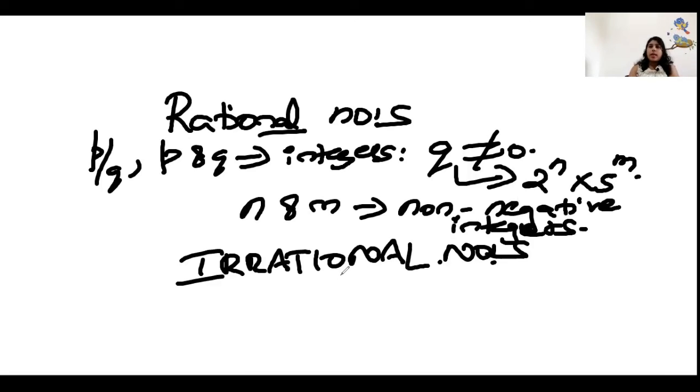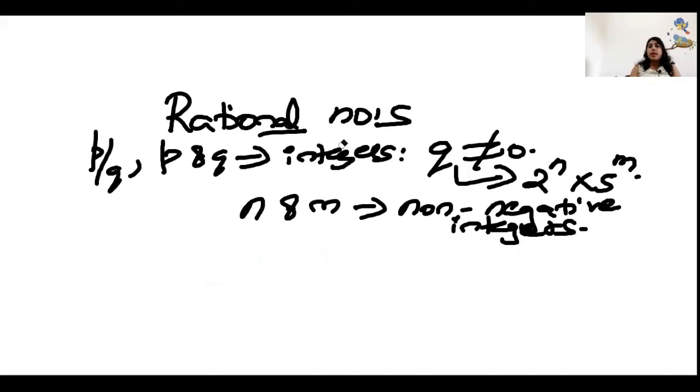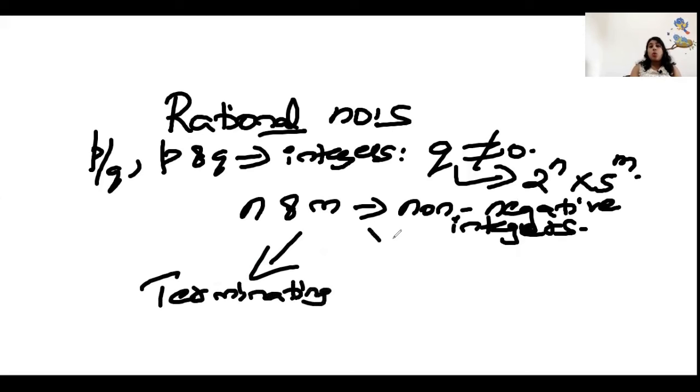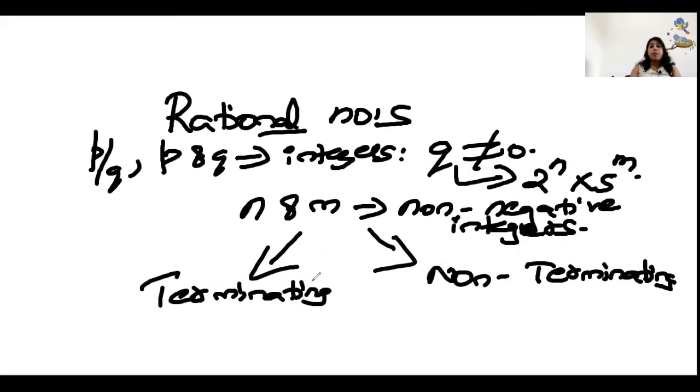Then what about irrational numbers? Have you thought about that at any time? Before going to irrational numbers, we have concluded something related to rational numbers. There are terminating decimals and also non-terminating decimals in rational numbers. We have understood examples of terminating and non-terminating here.